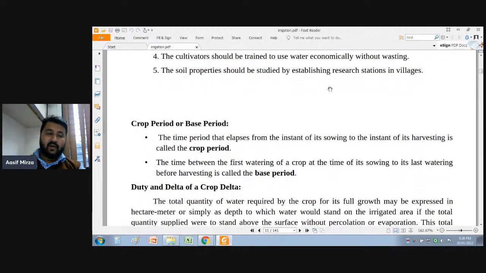Now we will discuss the crop period and the base period. Now, what is crop period and base period? We have already seen the time period that elapses from the instant of its sowing to the instant of harvesting is nothing but the crop period. The time between the first watering of the crop at the time of its sowing to its last watering before harvesting is called the base period.